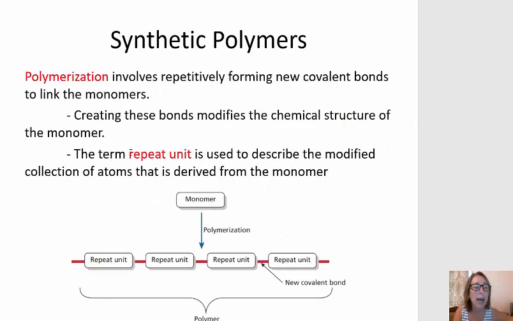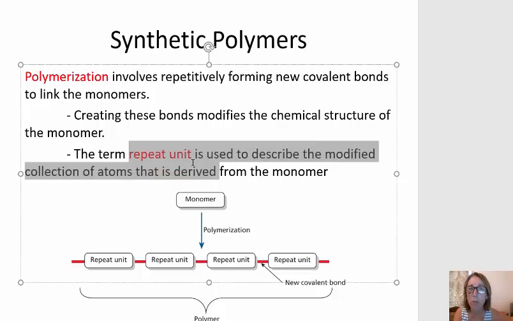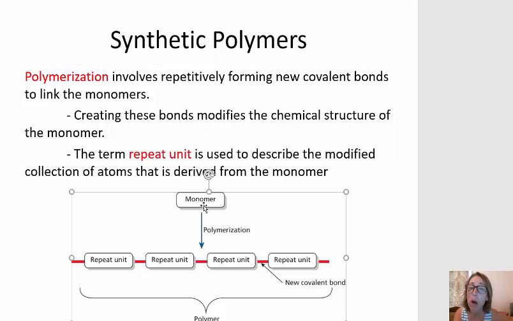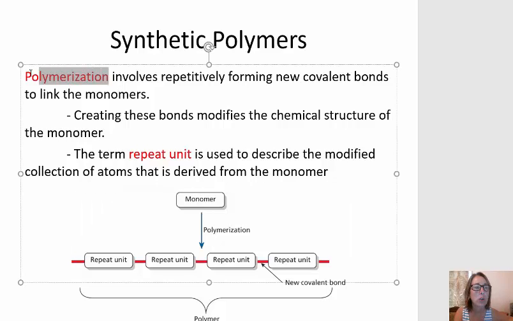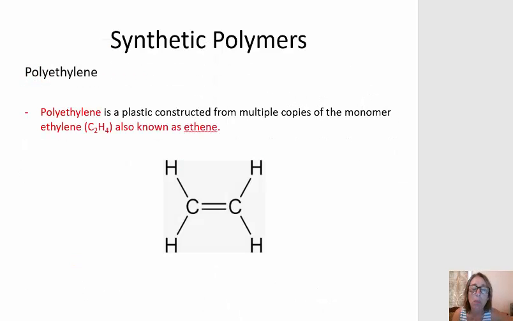So we're going to look at what the repeat unit of a polymer is. That depends on the monomer that is used to make the polymer. And we're also going to look at the process of making polymers from monomers, which is known as polymerization. The first type of polymerization we're going to look at is known as addition polymerization, and that always requires a chemical with a double bond.